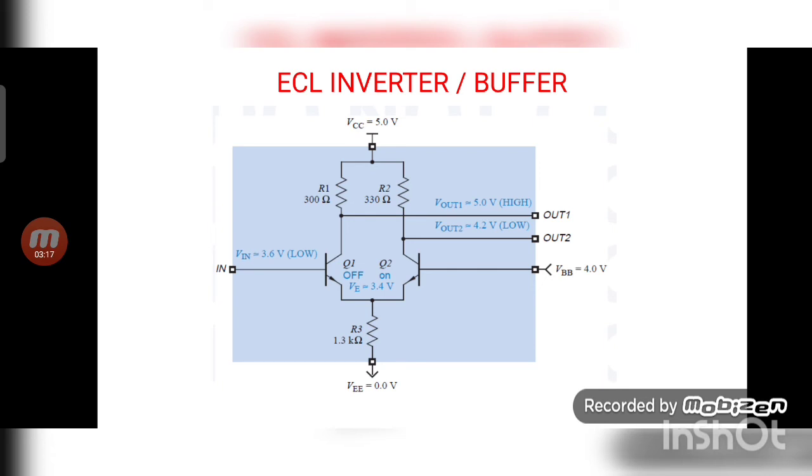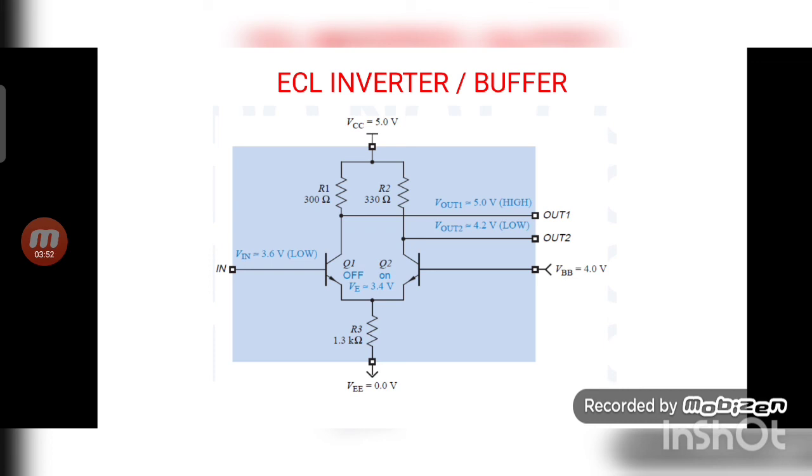Next, suppose Vin equals 5 volts. At that time Q1 will be on and Q2 will be off. Q1 on means output 1 will come to 0. Q2 off means output 2 becomes 1. So again, output 1 is the inverted form of the output, and output 2 is the normal buffer form of the output. This is the working principle of the ECL inverter and buffer.